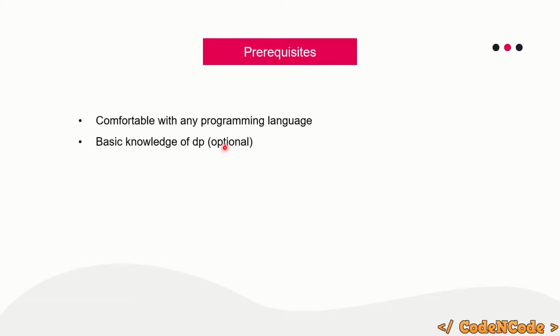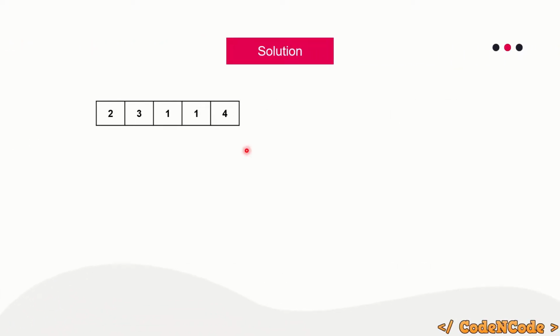Now, what are the prerequisites? Nothing much. You should be comfortable with any programming language, and the second thing is basic knowledge of DP, which is not even required. It is only optional. If you have that knowledge, that's good, otherwise you are good as well. So these are the prerequisites. Now the solution. We will be building the solution bit by bit, and I would like you to build the solution too, and that's why throughout this tutorial I'll be giving you hints. The first hint is to try to find out the minimum number of steps to reach every single cell.